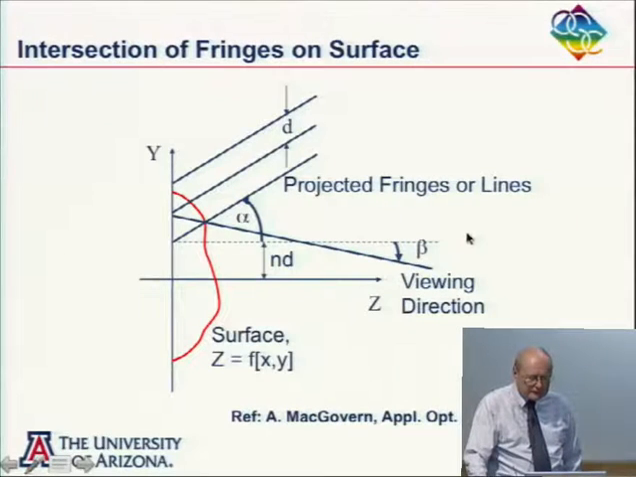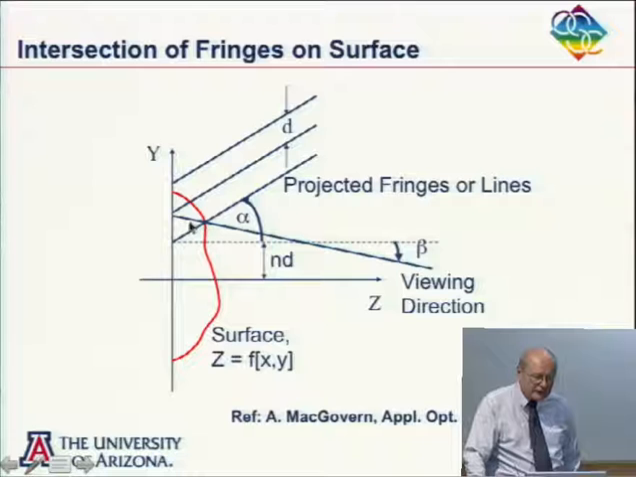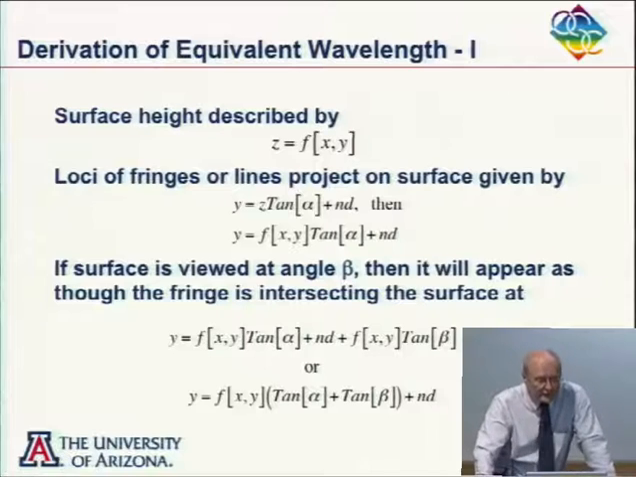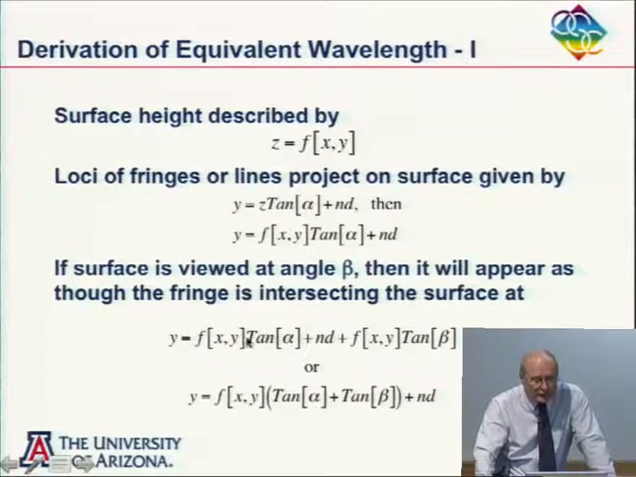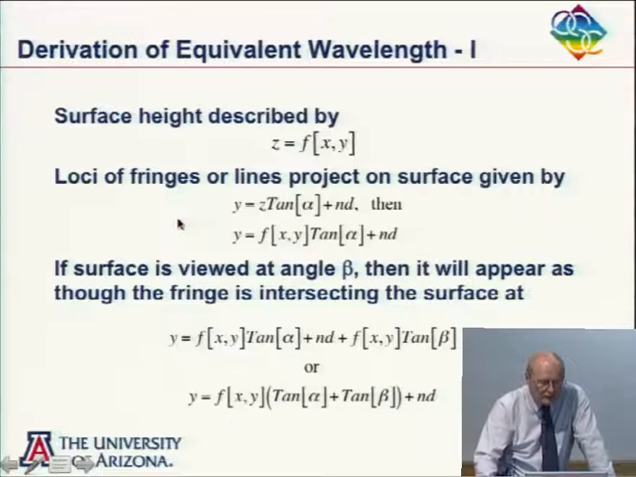But now, in the McGovern paper, he was really viewing this along the z-axis. But I don't want to restrict myself. I want to view it in some other direction, and I made beta positive there. So when I see this line intersecting this surface and I'm looking in this direction, I think it's really intersecting back here. So I have to put in a little correcting factor for that. And so the y, at where I think the line is intersecting the surface, is where it actually intersects the surface, f of x, y, tangent alpha plus nd, plus this correction factor due to the fact that I'm viewing it at some angle beta, which is f of x, y, tangent of beta. So I look here and I think it's intersecting right there.